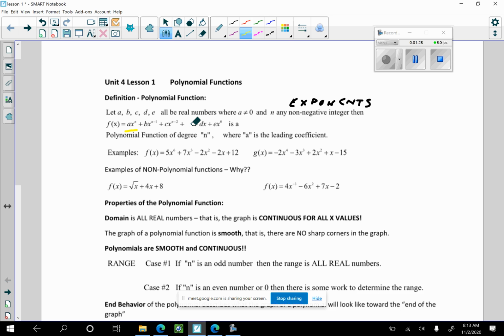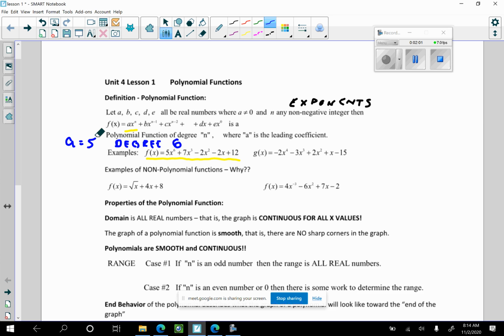So here's a couple examples of polynomial functions. I have f of x is equal to 5x to the 6, plus 7x cubed minus 2x squared. This is a polynomial. The degree of this polynomial is 6, because of that 6 right there. The leading coefficient, A, is equal to 5.